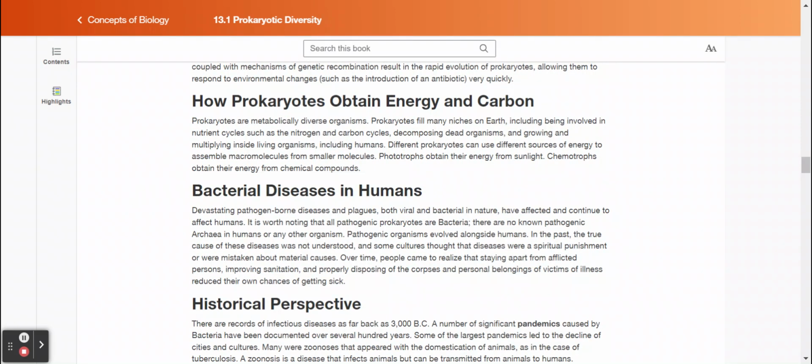How prokaryotes obtain energy and carbon. Prokaryotes are metabolically diverse organisms. Prokaryotes fill many niches on Earth, including being involved in nutrient cycles such as the nitrogen and carbon cycles, decomposing dead organisms, and growing and multiplying inside living organisms, including humans. Different prokaryotes can use different sources of energy to assemble macromolecules from smaller molecules. Phototrophs obtain their energy from sunlight. Chemotrophs obtain their energy from chemical compounds.